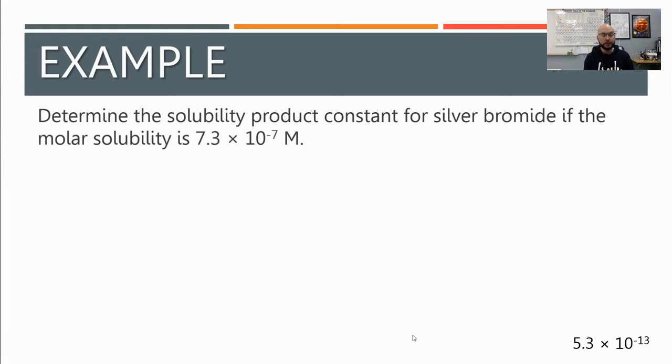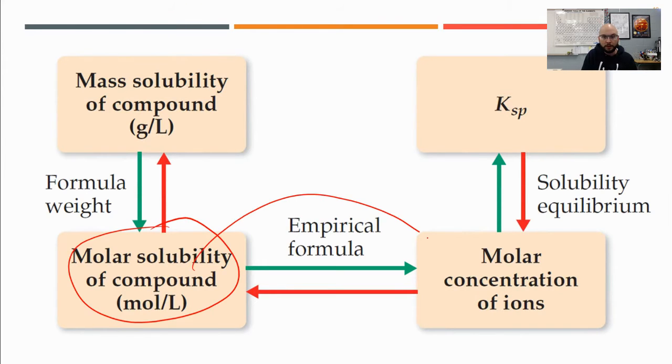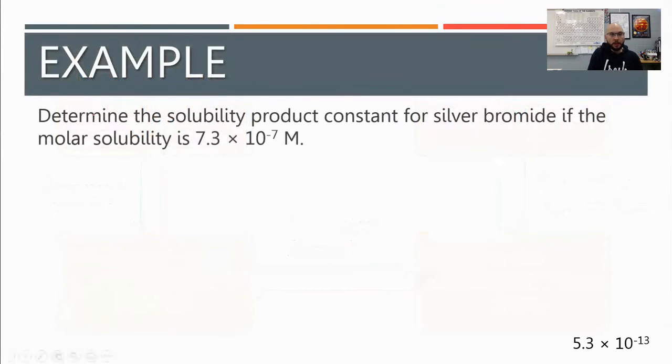Okay, so we are going to determine the solubility product constant for silver bromide if the molar solubility for this compound is 7.3 times 10 to the negative 7 molarity. So what we're given here is the molar solubility of silver bromide. So we're going to figure out the concentration of those ions when it's reached equilibrium. And from there, we're going to be able to write a solubility expression and eventually solve the KSP. So this is the compound, right? Silver bromide, we should be able to write the formula AgBr, pretty straightforward.